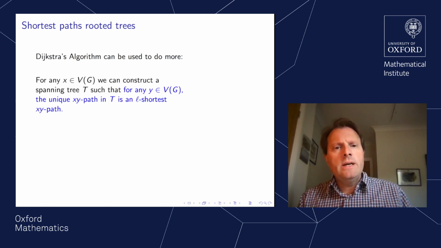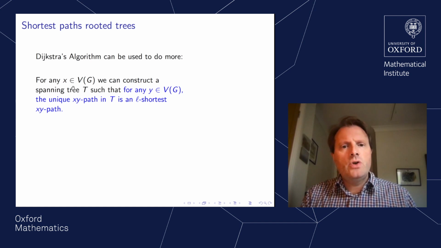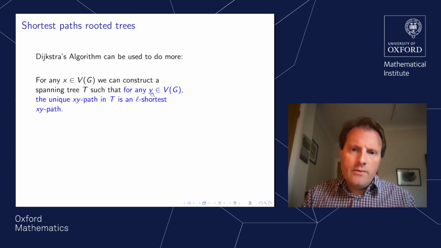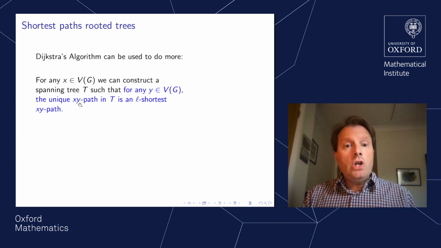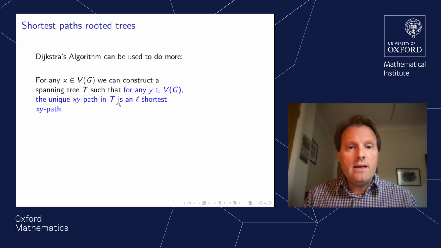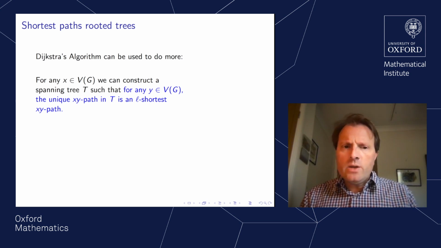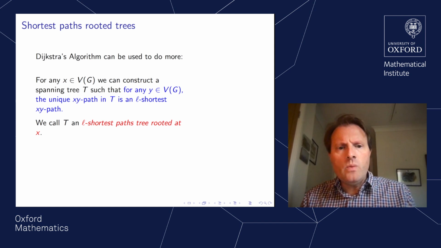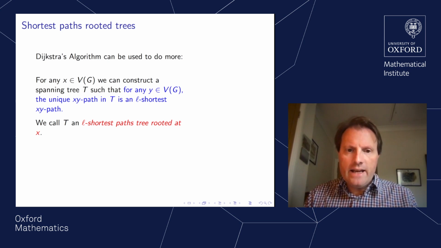What it can do is it can be used for any vertex X to construct a spanning tree T with the following property: that for any vertex Y in the graph, the unique XY path in T is actually an L shortest XY path. So it's quite surprising, in my view, that such a tree should exist. We call such a tree T an L shortest paths tree rooted at X.